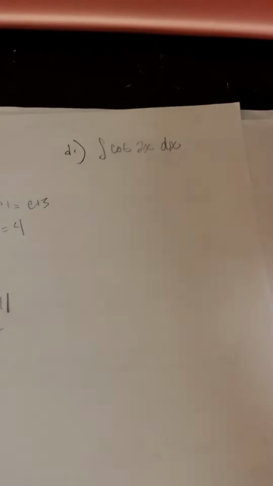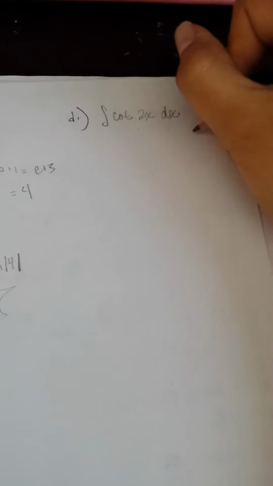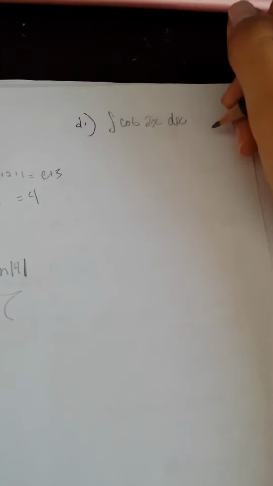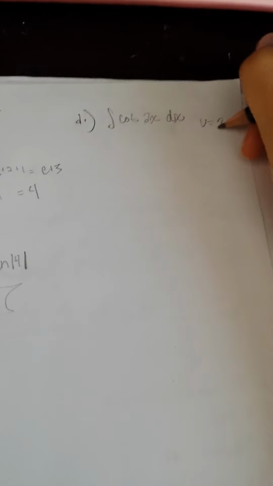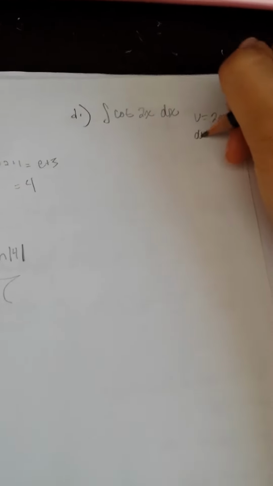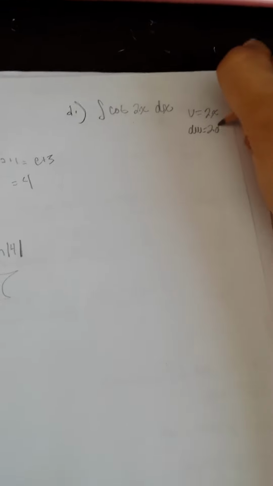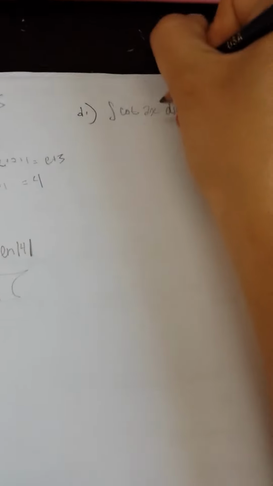Okay, so this is part D of number 1. Again, you have to find the integral of this equation. Again, I'm going to use substitution. So for my substitution, I'm going to use u is equal to 2x, because that's the stuff. u is equal to 2x, du, which is the derivative, is equal to 2 dx. Okay, so you have a dx, but there's no 2 in front of it, so what you have to do is multiply 2 in.